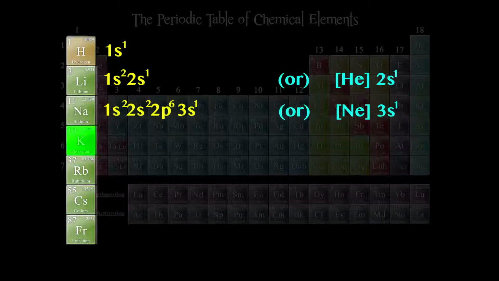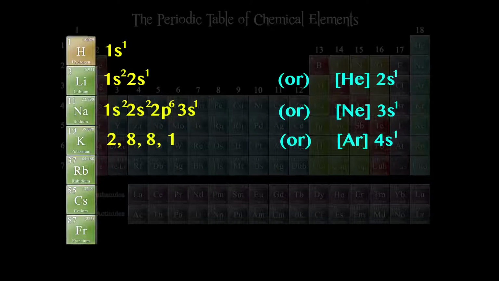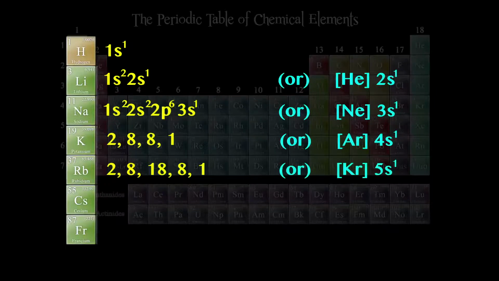Similarly for potassium, the atomic number is 19. The electronic configuration you can write as argon 4s1. The number of electrons in different shells is 2, 8, 8, 1 in the case of potassium. Similarly, we take rubidium. The atomic number is 37. The number of electrons in different shells is 2, 8, 18, 8, 1. This can be written as krypton 5s1.